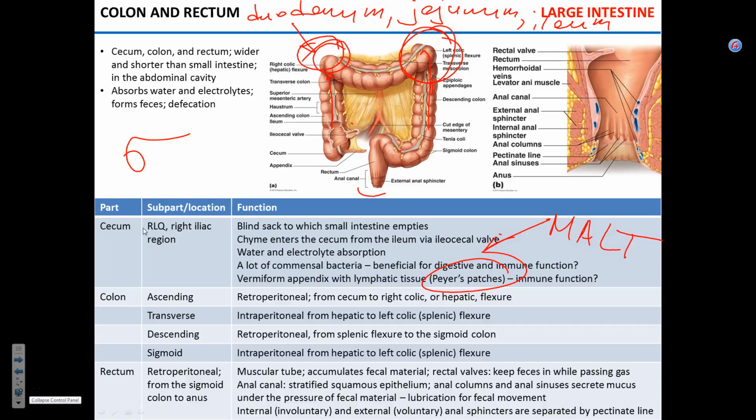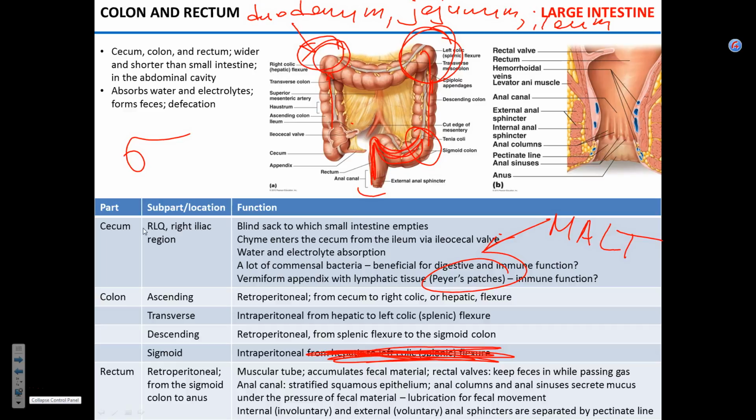And then it gets to the sigmoid, okay? It's probably copy-paste. Sigmoid, and then the retroperitoneal rectum. Does that make sense? It was my mistake here. There are no flexures here. It doesn't have a specific name. Does that make sense? Okay.